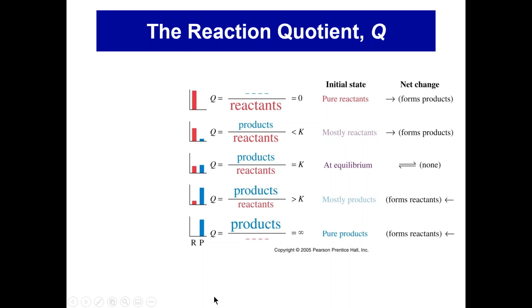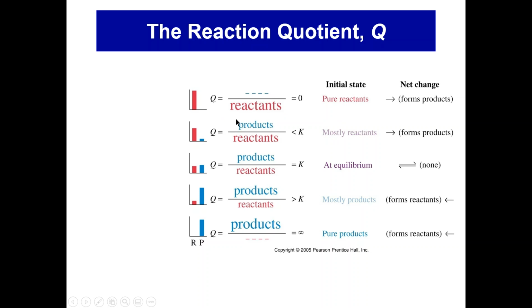So at one extreme, we have Q being equal to the concentration of the products divided by the concentration of reactants. And you see that there are no products here, right? Which basically means that there's only reactants present, and therefore the reactants will react to form products.